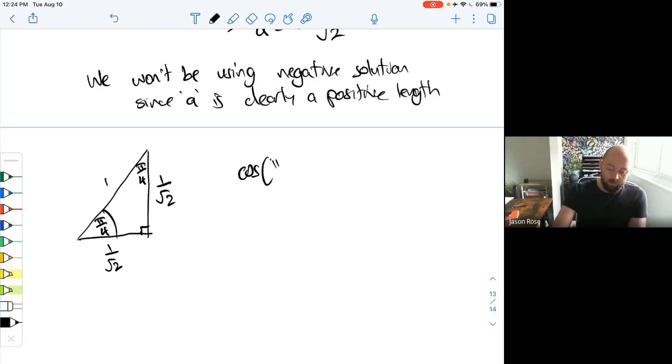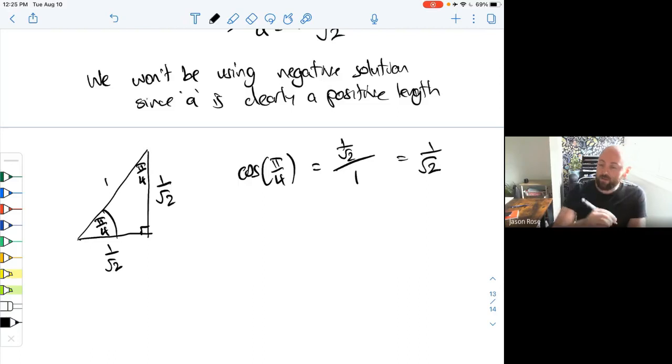I can tell you now that cosine of pi over 4 is 1 over root 2 divided by 1, the adjacent divided by the hypotenuse, which is just 1 over root 2. That's actually where that comes from. So you probably used it before and been told by your teachers to memorize it because you might get asked a question or you're supposed to simplify or something. That's where it comes from. You can derive it from an isosceles triangle like that.